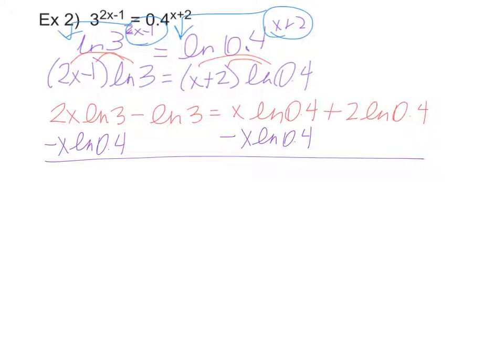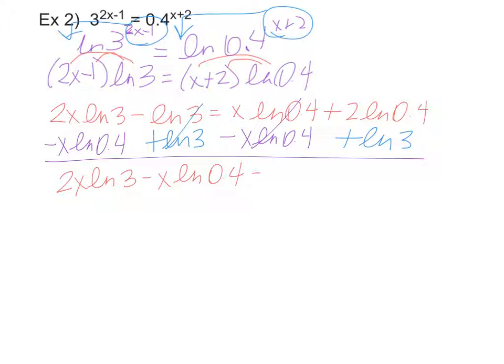And I'm going to add the natural log of 3 so that I can get my numbers together. Now, because these are not like terms, you can't put those together, so we just have to rewrite it. So I have 2x natural log of 3 minus x natural log of 0.4 equals 2 natural log of 0.4 plus the natural log of 3.